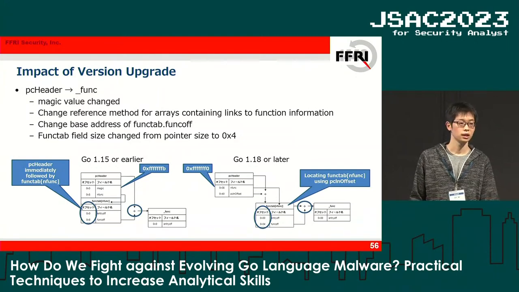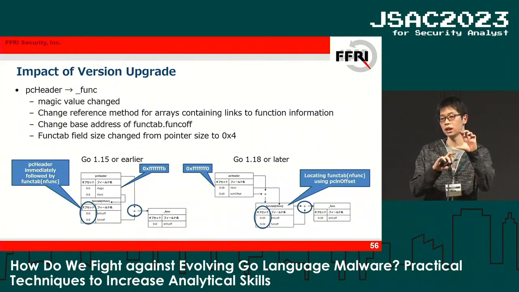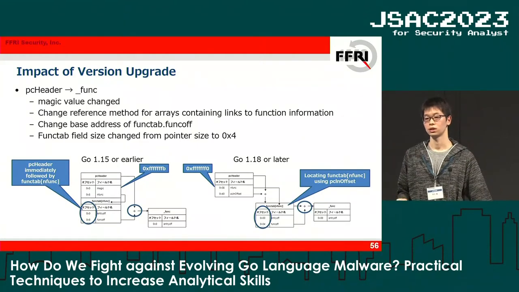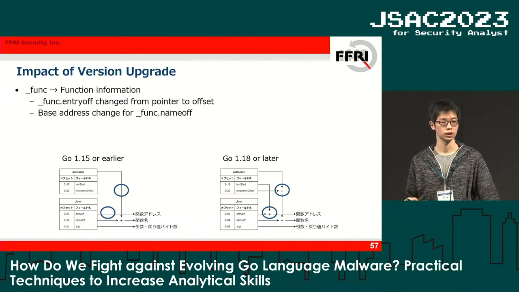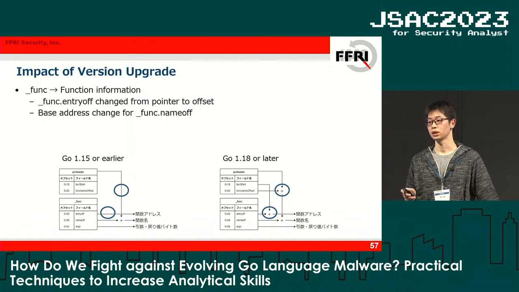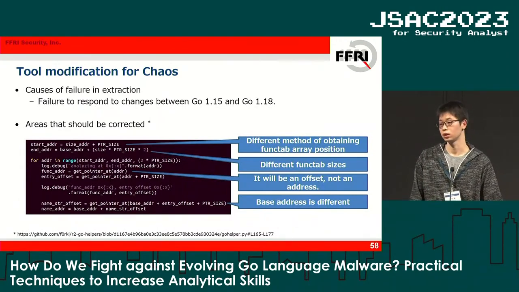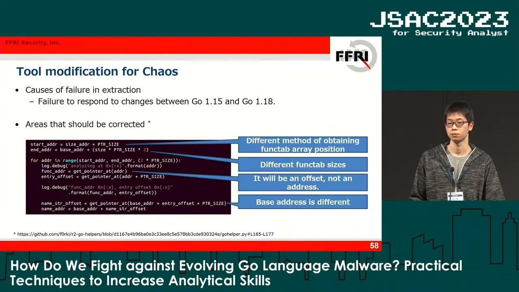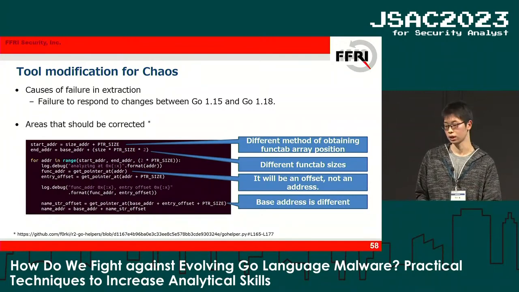So the magic is being changed. And for the function information, there's information for the string array, and it is on PC offset, and that is referred there. And there are other changes. On _func, you get the function information, and this is the flow, and the pointer is an offset, and the base address is changed. Based on that, we look at the source code, and there are some areas to be changed, like the functab array. The address get and base address are changed.